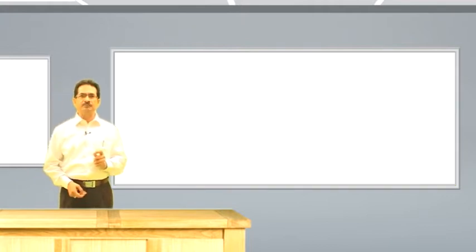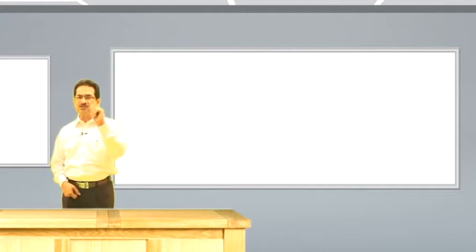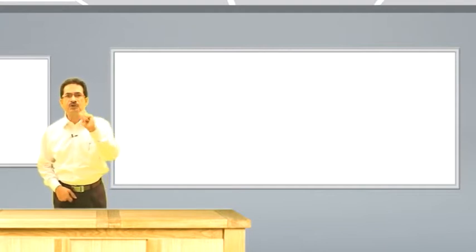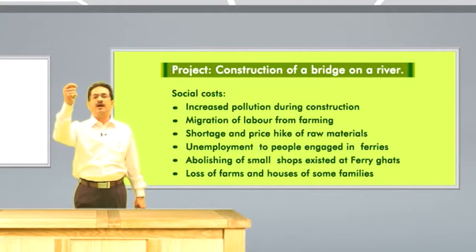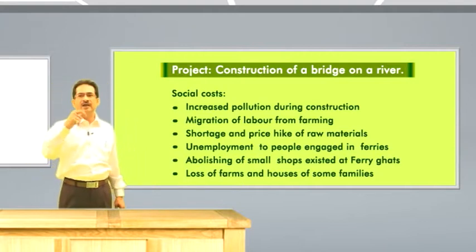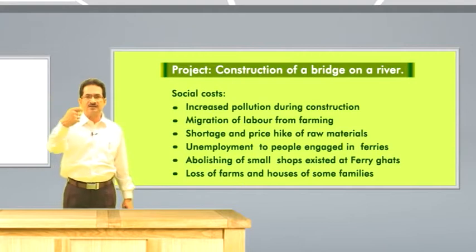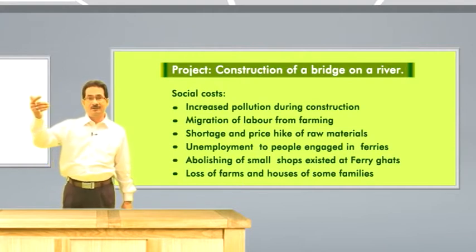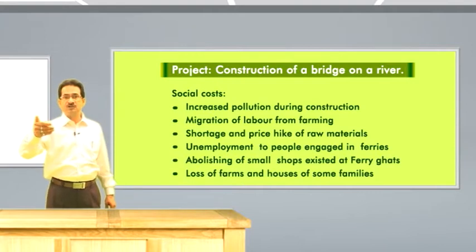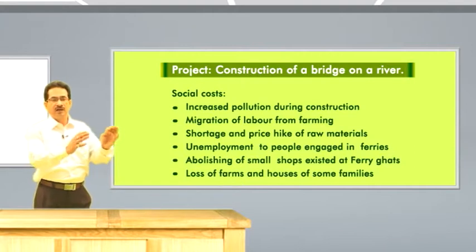We are coming to another example, that is the construction of a bridge on a river. Now the social costs of this type of project would be increased pollution during construction, migration of labor from farming, shortage and price hike of raw materials including iron rods, cement, bricks, soil, sand, etc. Then unemployment to people engaged in ferries, abolishing of small shops existing at ferry ghats, and also loss of farms and houses of some families due to construction of the linking road to the bridge.